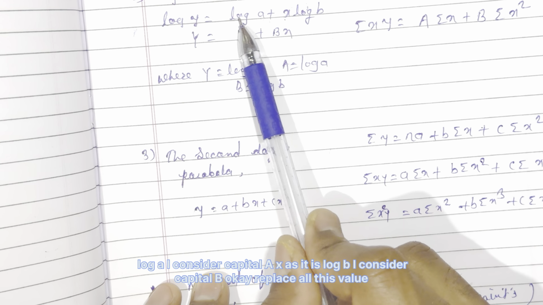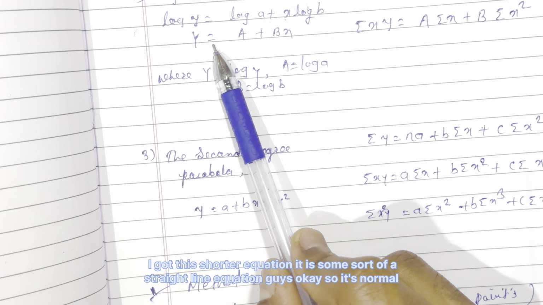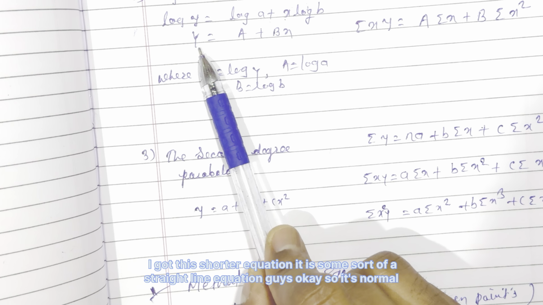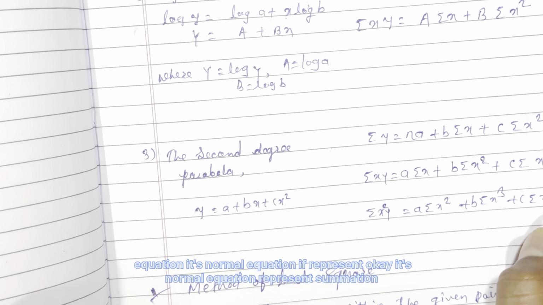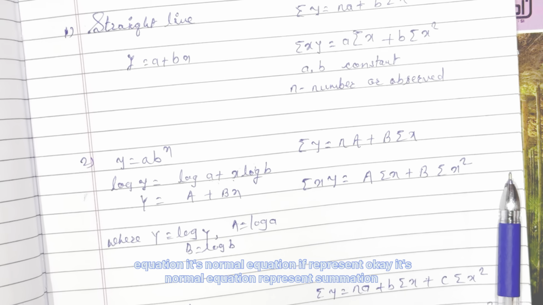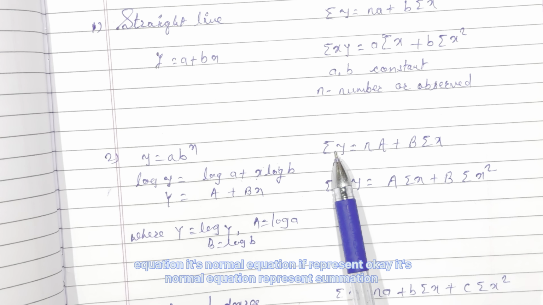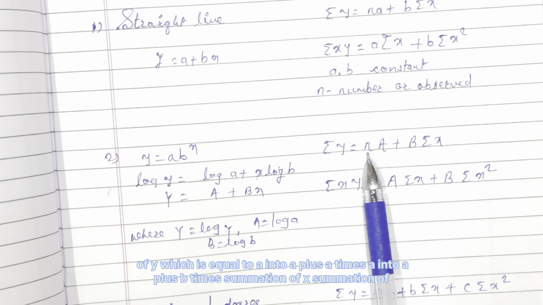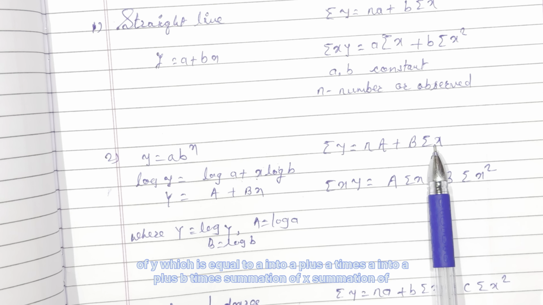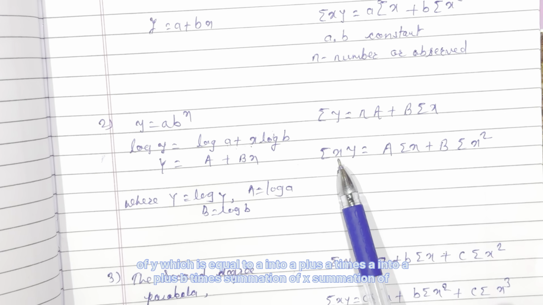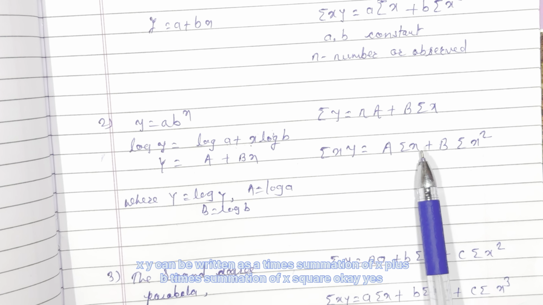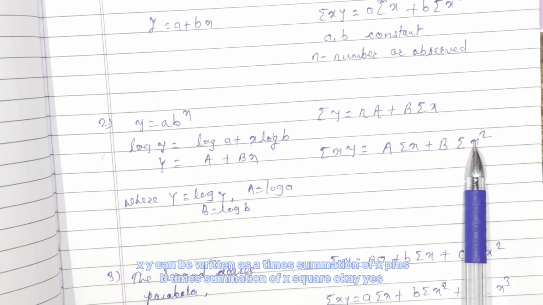Replace all these values, and I get this shorter equation. It is some sort of a straight line equation, guys. So its normal equations represent summation of y equals n into A plus B times summation of x. Summation of xy can be written as A times summation of x plus B times summation of x square.